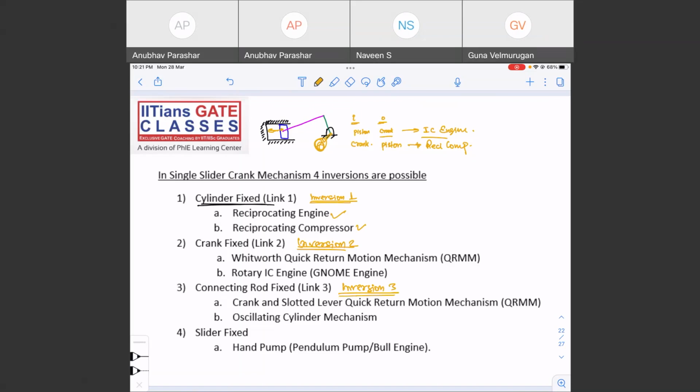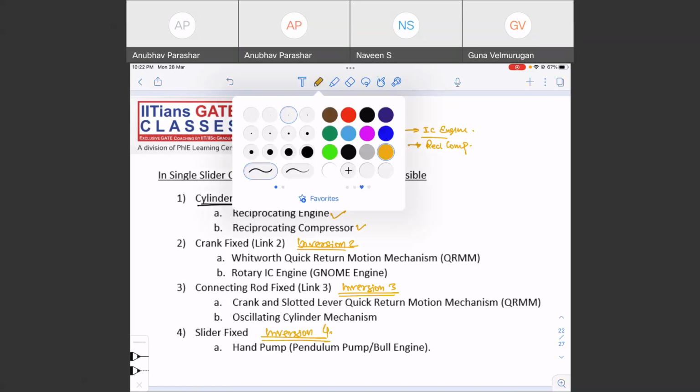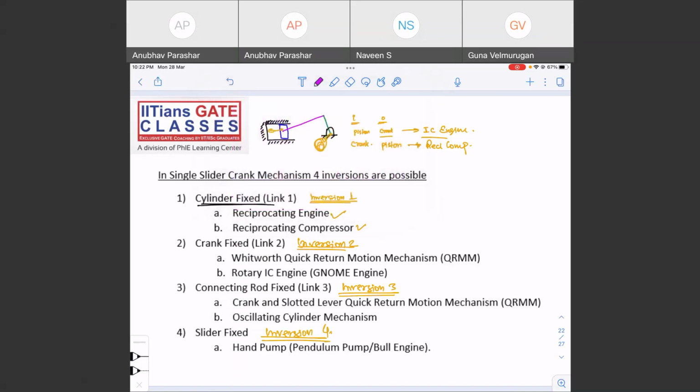Then you can fix the slider, and you'll have inversion 4. One question that is asked: how many inversions are there in a single slider crank mechanism? There are 4 inversions. Inversion is nothing else than a mechanism, right? If your first mechanism is put to use, you can obtain 2 different types of machines: reciprocating engine or reciprocating compressor.